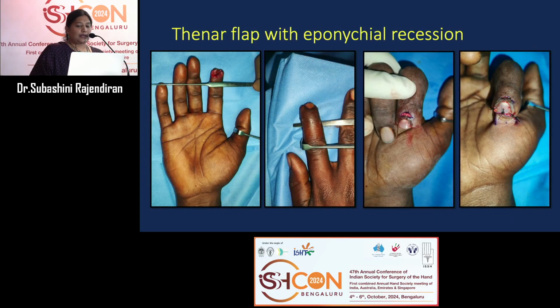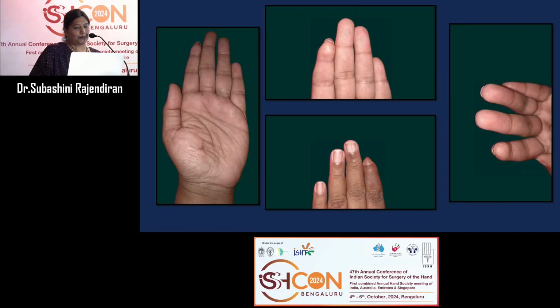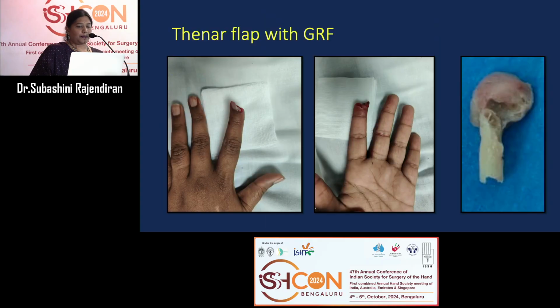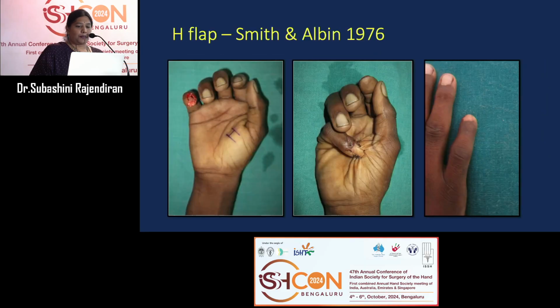And here in this patient, we have done the thenar flap with eponychial recession so that we can have a nail length increase of 3 to 4 millimeters. This is the late follow-up of the patient. And again, thenar flap, I'm not touching much because we have a separate topic, can be done along with graft repositioning of the flap. And when there is a defect on the volar and dorsal side, it is better to raise it as an H-shaped flap and the defect can be closed primarily.